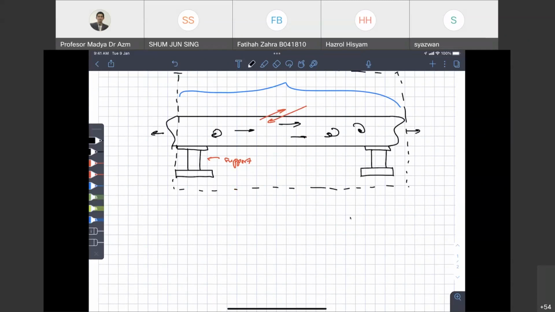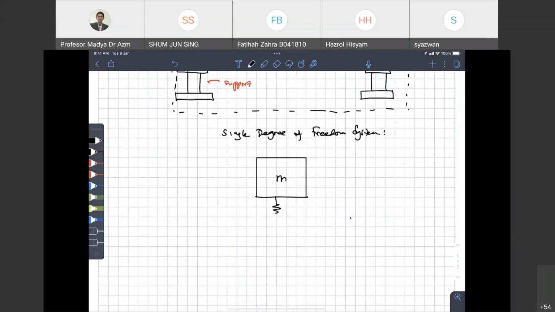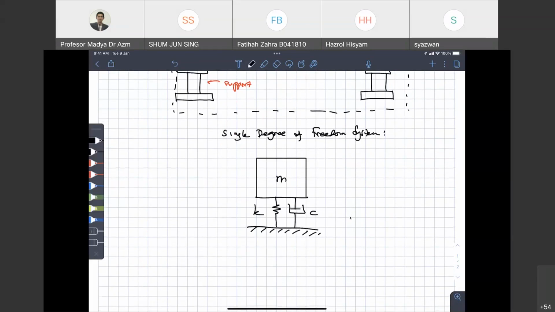We can model the pipe in single degree of freedom system. Very simple model. Single degree of freedom system. So where we have the mass, and we have the spring, and also we have damper.